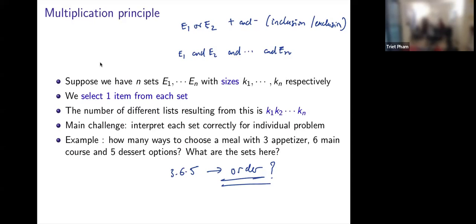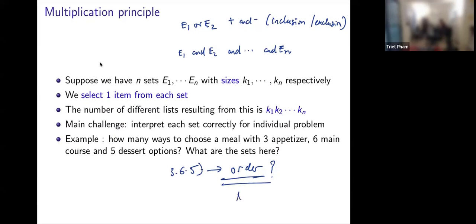When will order be built into this count? It is when you say, well, I also want to take into account how you eat the meal. Say some people want to eat dessert first and appetizer last, that kind of thing. But if that's the case, then actually you have to multiply by 3 factorial, to put that weird order into it. But in this way of counting with the multiplication principle, no order is built into it. And I guess one way to explain it is because these are different sets. You pick one item from a different set, a different category.